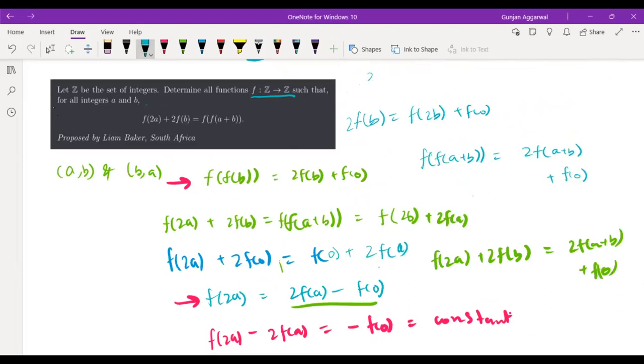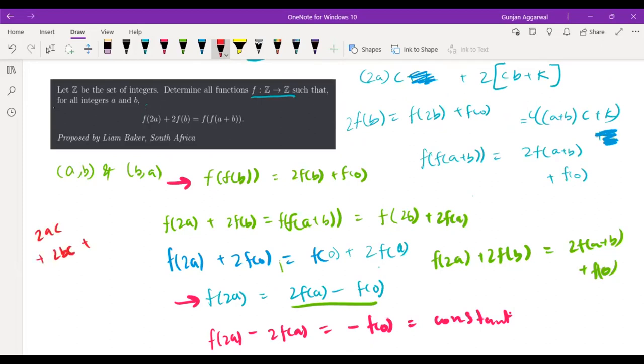Let's see, let's substitute it here. So this is 2a times c plus k plus 2 times b times c plus k equals a plus b times c plus k times c plus k. So 2ac plus 2bc plus 2k equals ac squared plus bc squared plus bc.